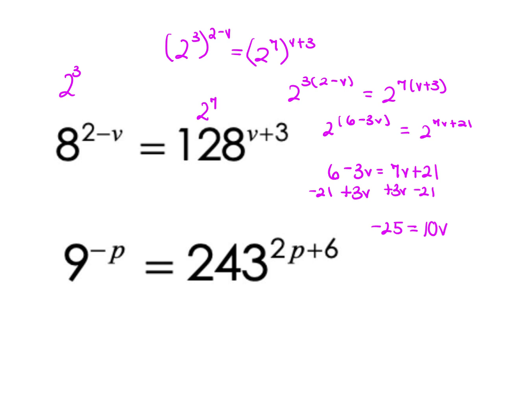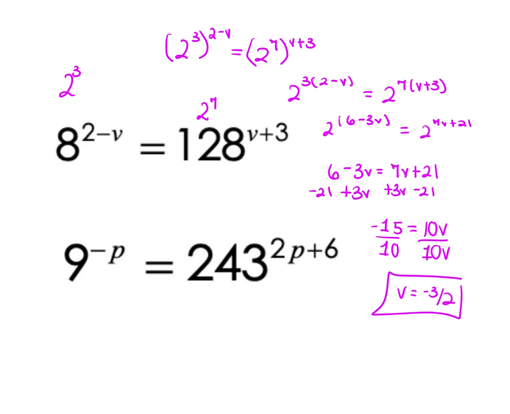So we get 6 minus 3v equals 7v plus 21. We get negative 15 equals 10v. Sorry, I'm trying to do this before I have to go somewhere. Divide both sides by 10. We get v equals negative 3/2.